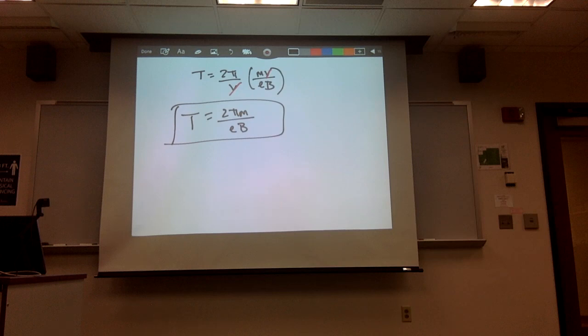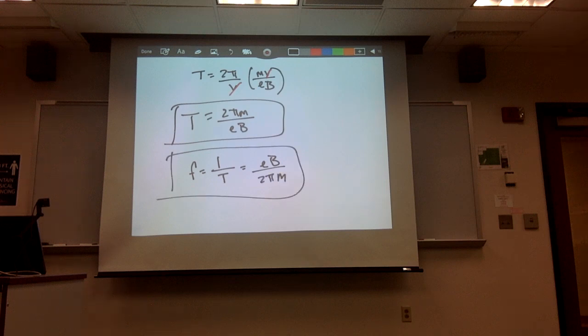But we also know this thing has a frequency. That frequency is equal to 1 over the period. So it's going to be equal to the charge times the magnetic field divided by 2 pi times the mass. This is the frequency. This particular frequency has a special name. This is what's called cyclotron frequency.